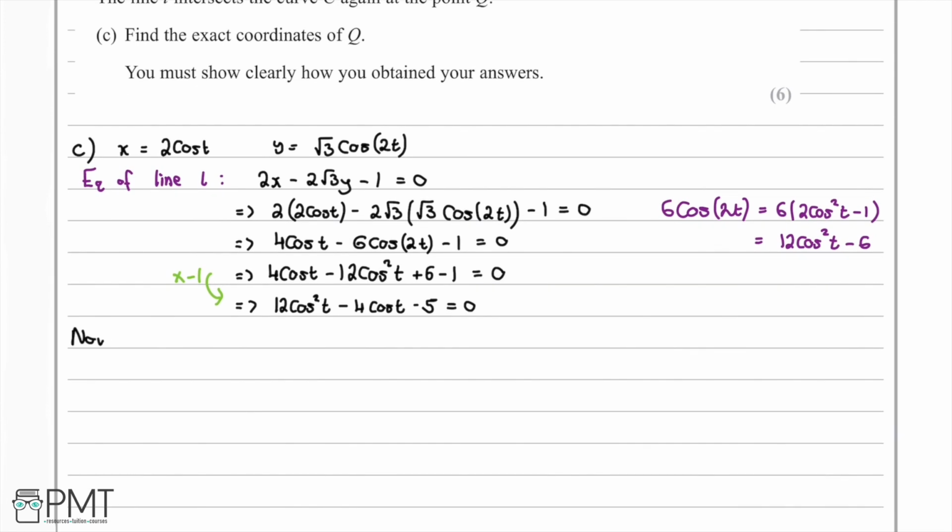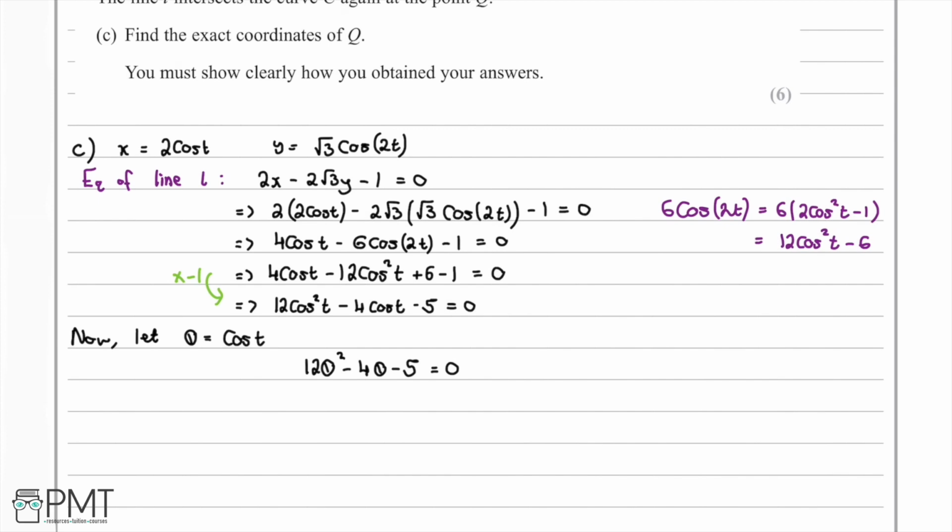So now we want to let theta equal cos t. It doesn't matter, we could use any letter, but in this case we already have x's, y's and t's, so I think introducing a new variable theta is the best option. We can then rewrite this equation as 12 theta squared minus 4 theta minus 5, and that's equal to 0.